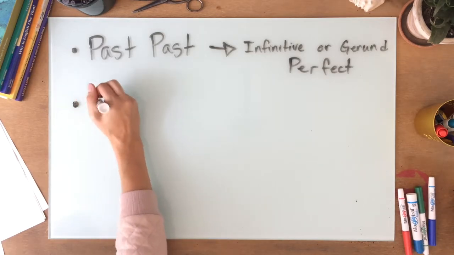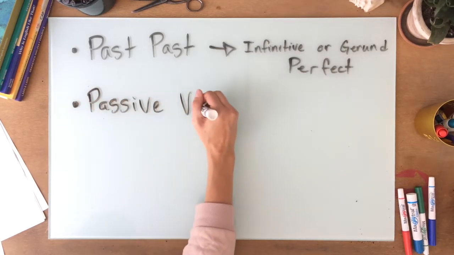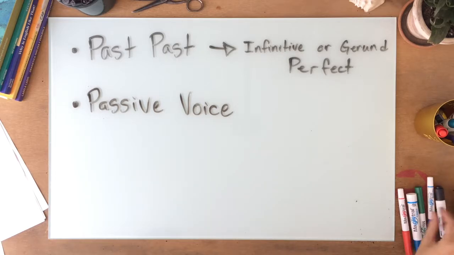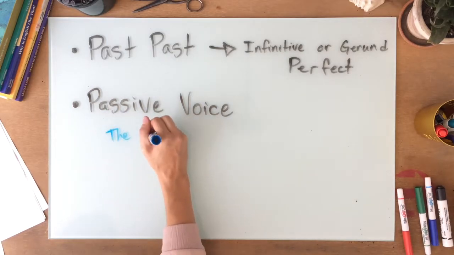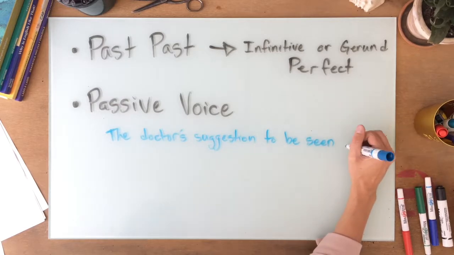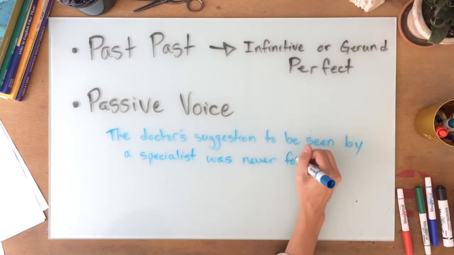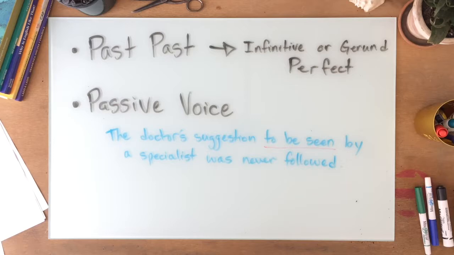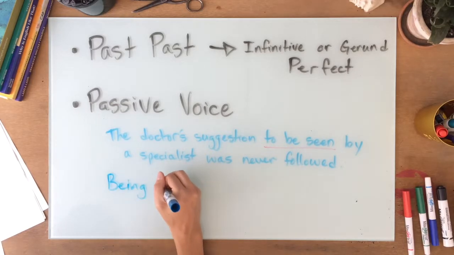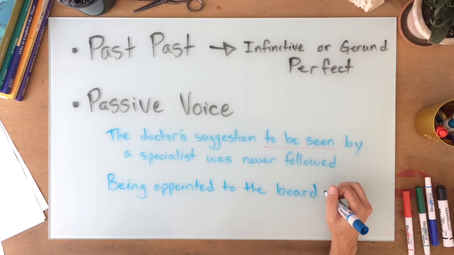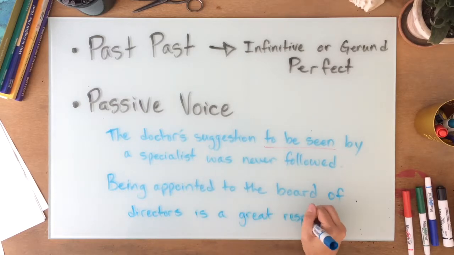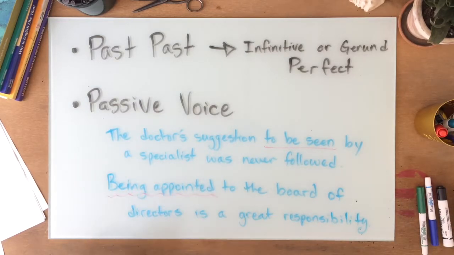And by the way, gerunds and infinitives can also be used in the passive voice. For example, the doctor's suggestion to be seen by a specialist was never followed. La sugerencia del médico de ser visto por un especialista nunca fue seguida. Being appointed to the board of directors is a great responsibility. Ser nombrado miembro del Consejo de Administración es una gran responsabilidad.